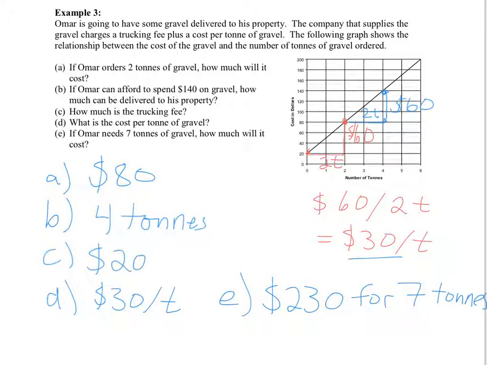So the key in this lesson is just recognizing that trucking fees are initial costs that shift the graph upwards. Just interpret based on where points are on the graph: if you can spend $140 on gravel, you can get 4 tons. Trucking fee is your initial cost. Cost per ton of gravel is probably the trickiest piece. You need to find 2 points, find the horizontal difference and the vertical difference, and then divide the vertical by the horizontal, and it tells you the rate per one, in this case ton.